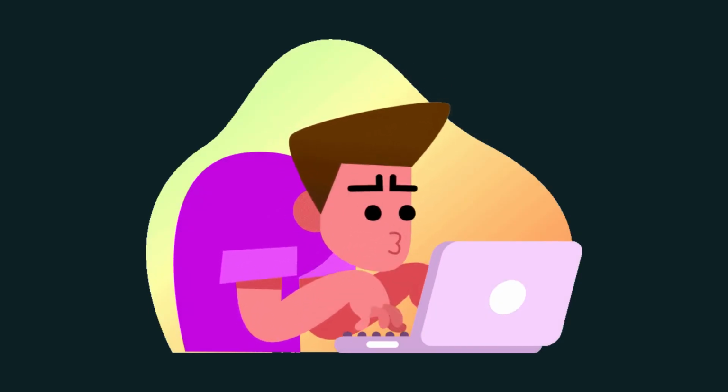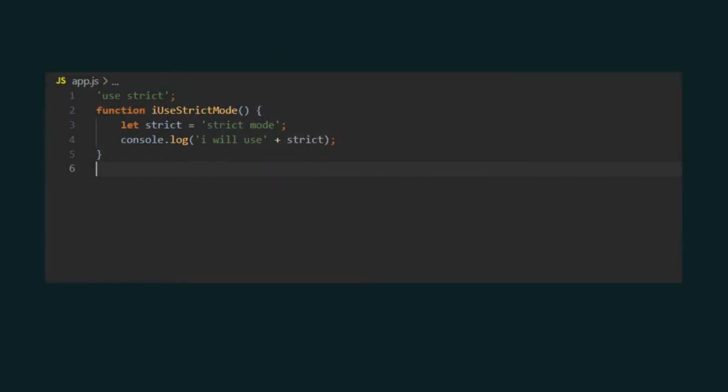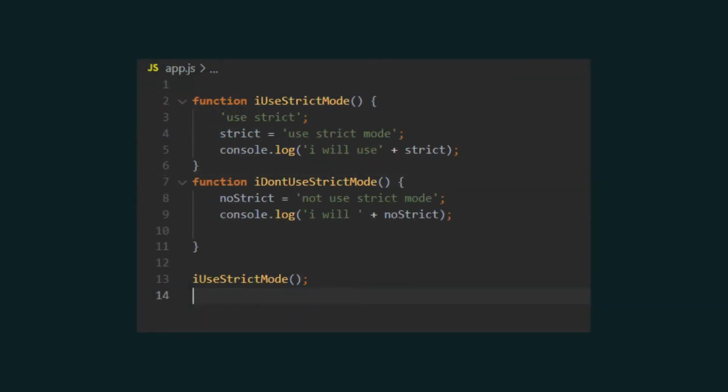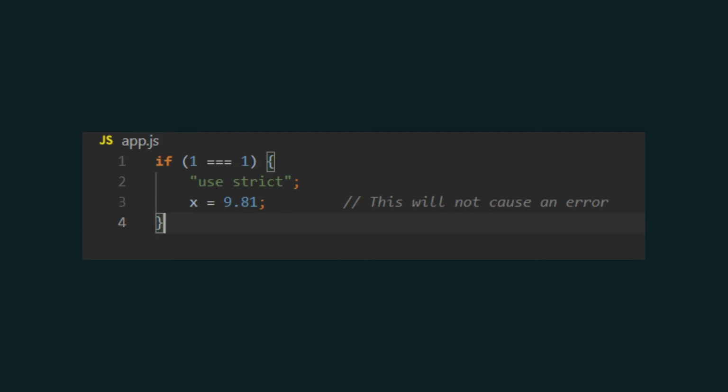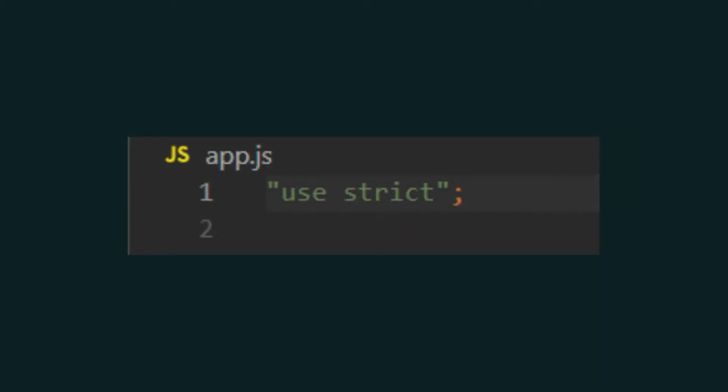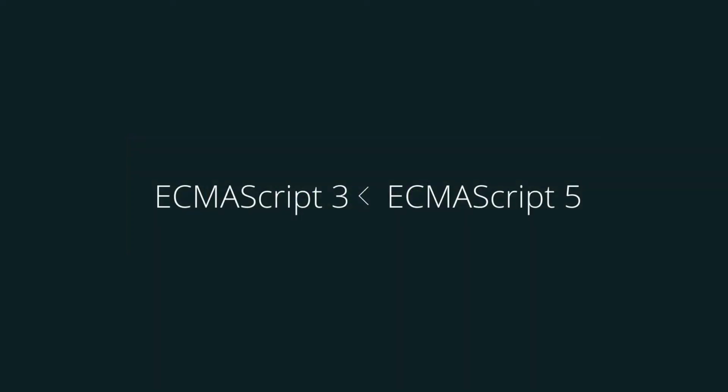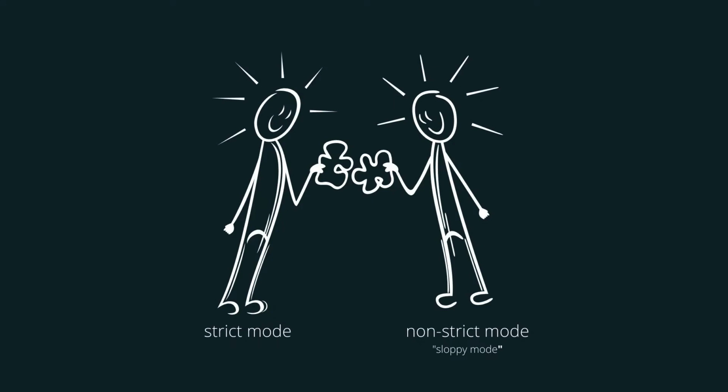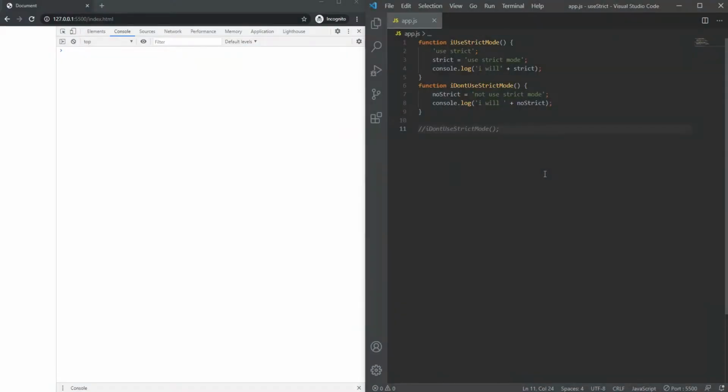mistakes. Strict mode can be applied to entire scripts or to individual functions. It does not apply to block statements enclosed in curly brackets. The syntax was chosen specifically like this so as to not interfere with older versions before ECMAScript 5, like ECMAScript 3, as there can be a coexistence between strict mode and non-strict mode code, also sometimes referred to as sloppy mode. Like in the following example, we have a function that uses strict mode and another one that does not.